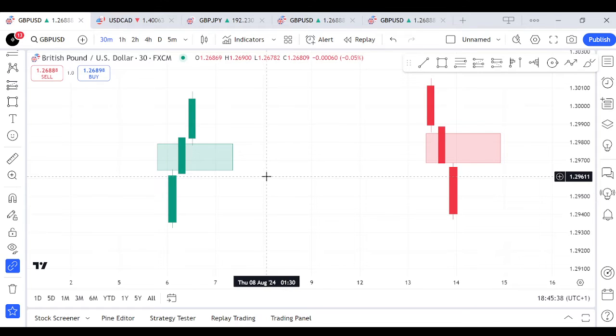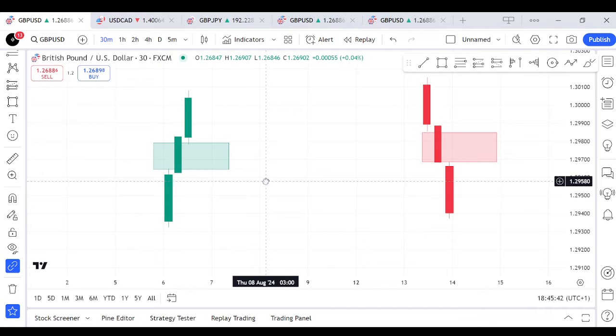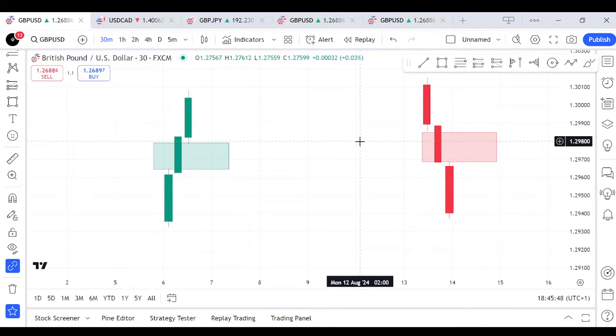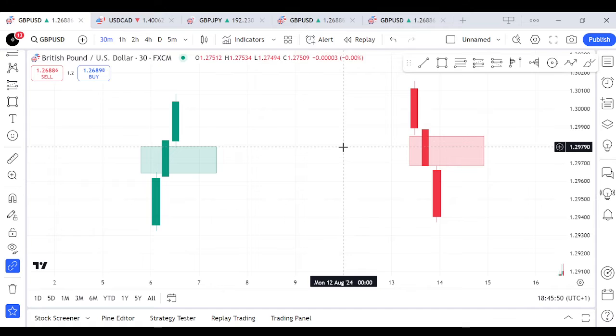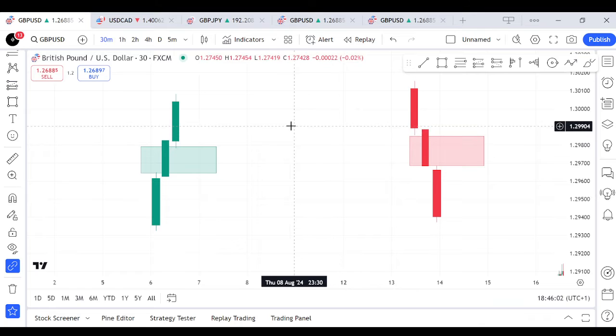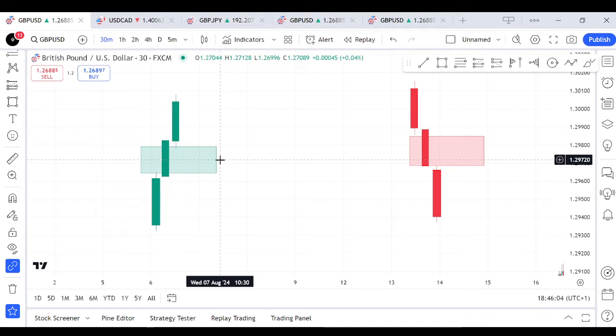So let's start with understanding fair value gaps. This is the TradingView platform, and this is GBP USD on the 30 minutes time frame. So I'm just going to use this illustration here to explain what the fair value gap means. In the simplest terms, a fair value gap forms when price action makes a sudden aggressive move, leaving an imbalance in the market. So think of it as a void in price action that the market often tries to fill later.